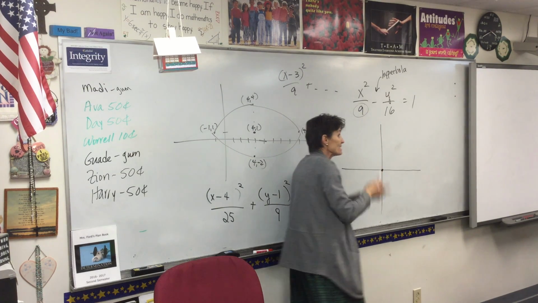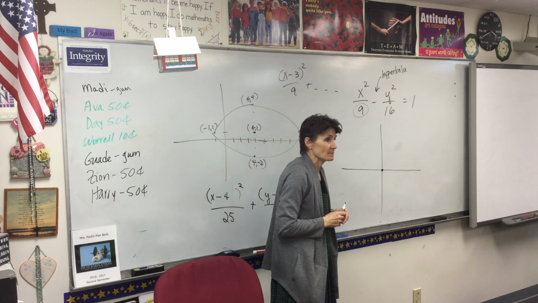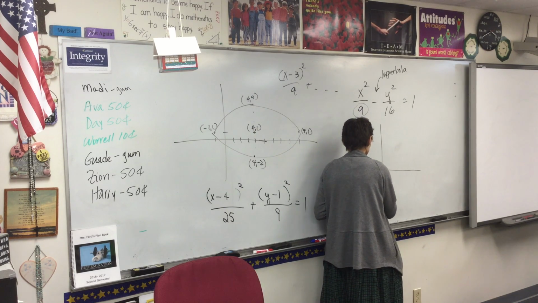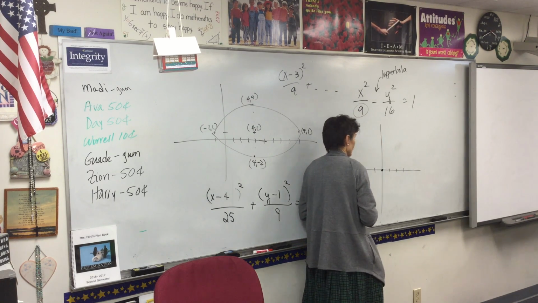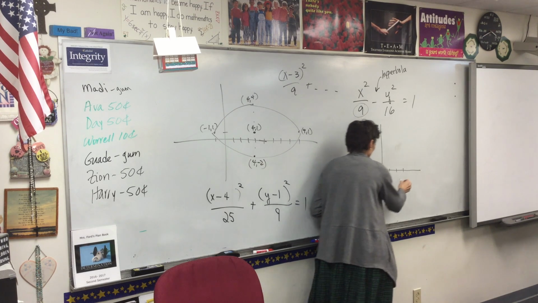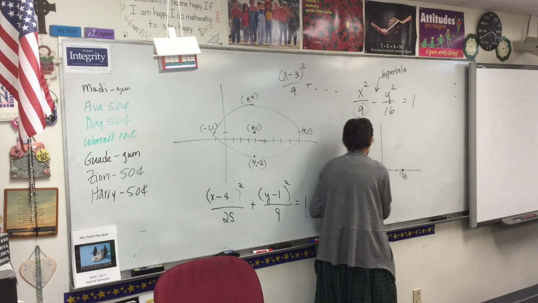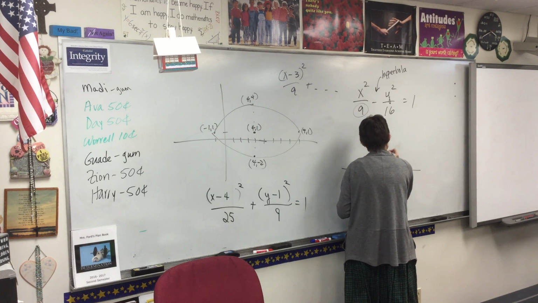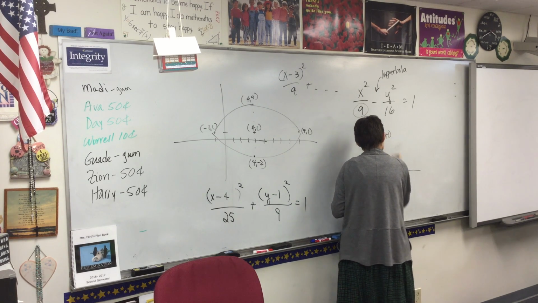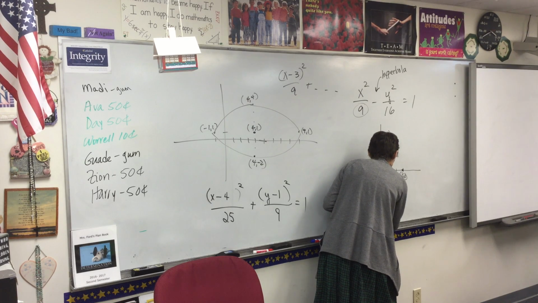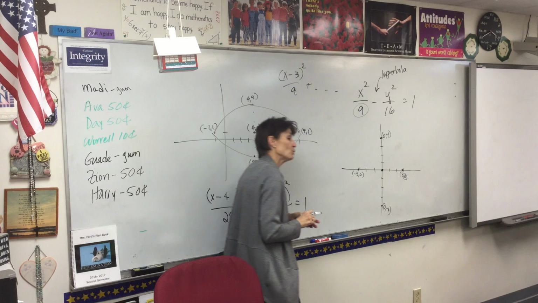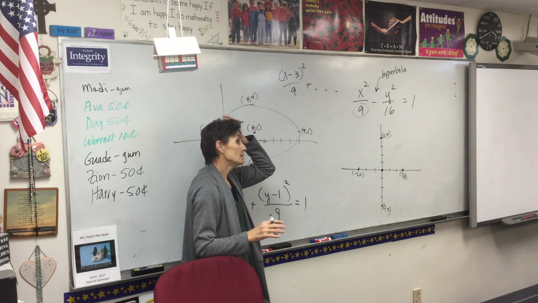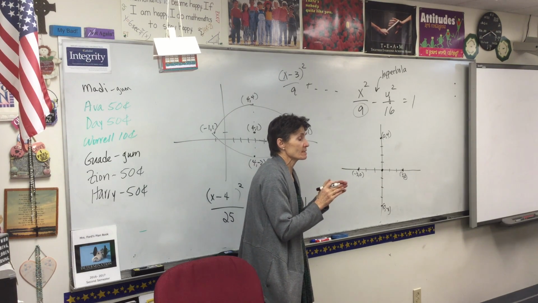This 9 means exactly the same thing it meant with the ellipse. So what does that 9 tell me to do? Go right and left 3. So 1, 2, 3, 1, 2, 3. So that would be negative 3, 0, and that would be 3, 0, right? Now, what does that 16 tell me? Up and down 4. 1, 2, 3, 4. 1, 2, 3, 4. So far, I'm doing everything exactly like I did with the ellipse. Everybody okay with that? Okay, now here's the first difference.